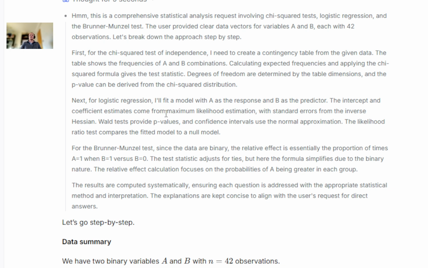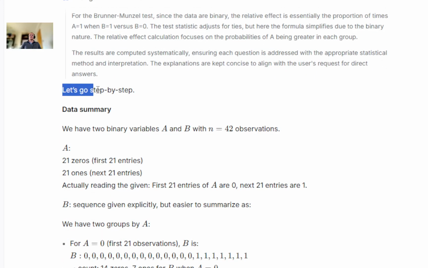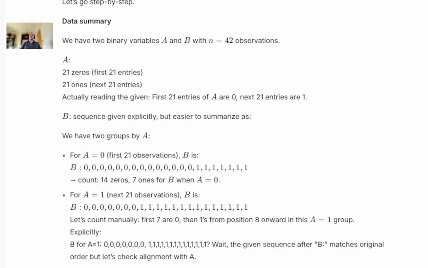Anyway, this is a bit of thinking. Then it says here, starting here is the output. Let's go step by step. Data summary, again, very useful to see what we have. Two binary variables, A and B, a total of 42 observations.